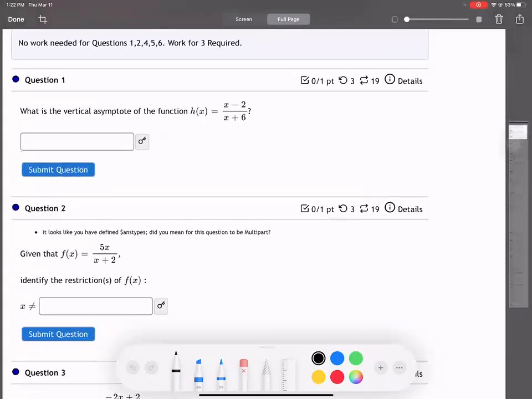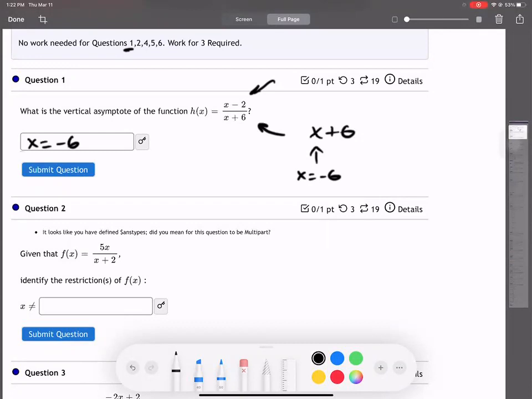Please remember that the vertical asymptote is not the top, it is when the bottom goes to 0. And hopefully you guys can automatically spot it: if x was -6, we would have a vertical asymptote. So in this problem, they want us to write x is equal to -6. That's it. That's why this question is no work. We need work for question number 3 only in this case, but no work for questions 1, 2, 4, 5, 6.